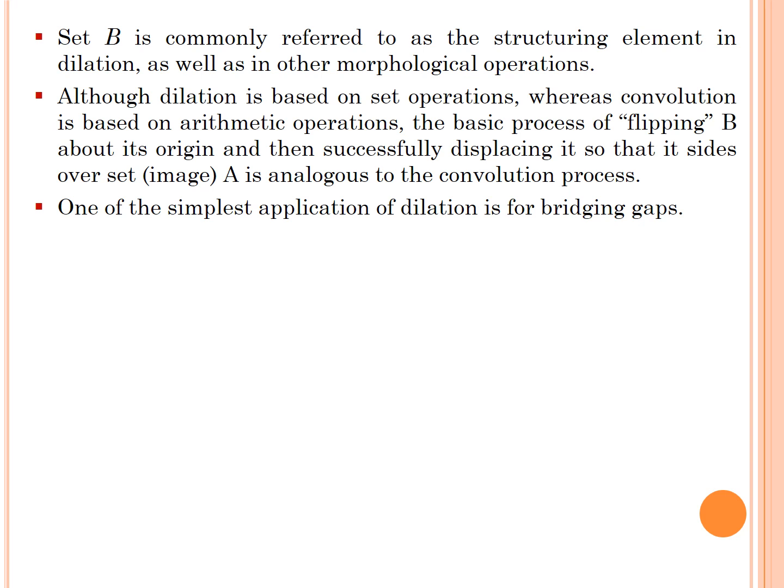Set B is commonly referred to as the structuring element in dilation as well as in other morphological operations. Although dilation is based on set operations, whereas convolution is based on arithmetic operations, the basic process of flipping B about its origin and then successively displacing it so that it slides over set, that is image A, is analogous to the convolution process. One of the simplest applications of dilation is for bridging gaps.